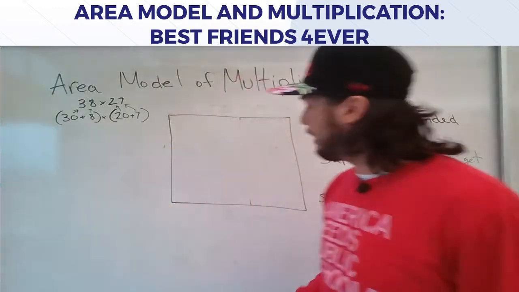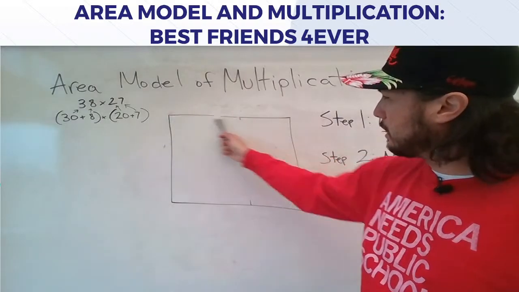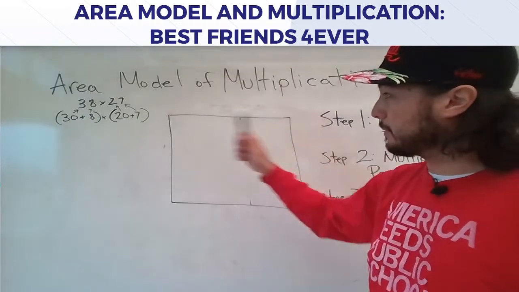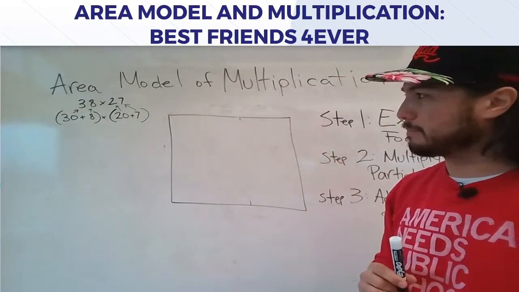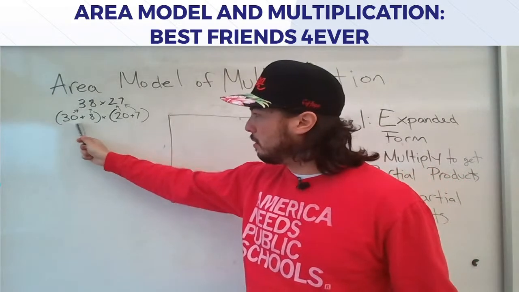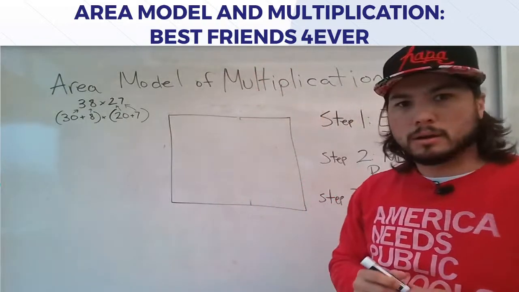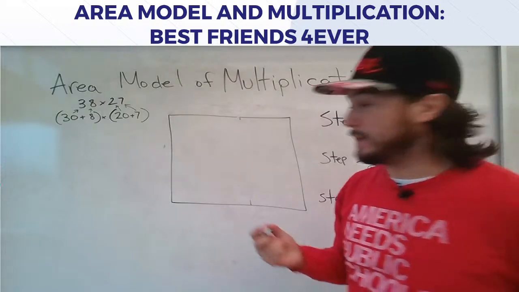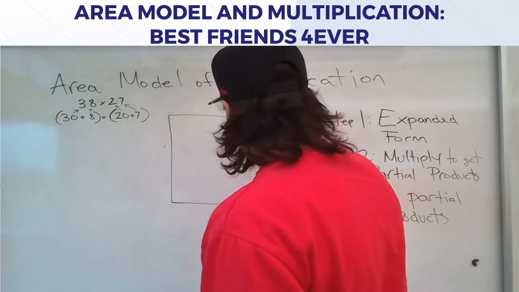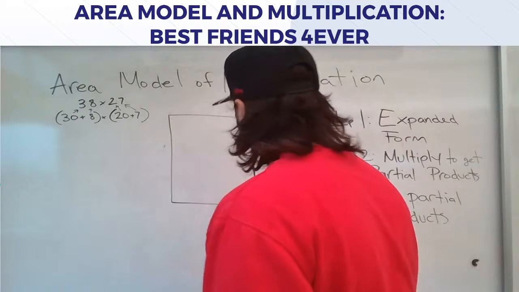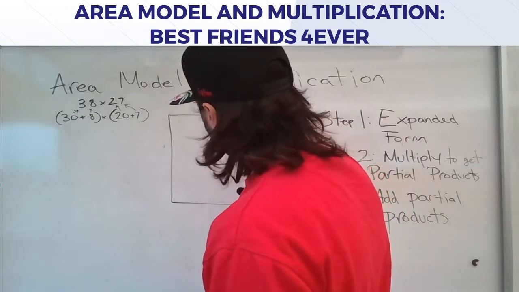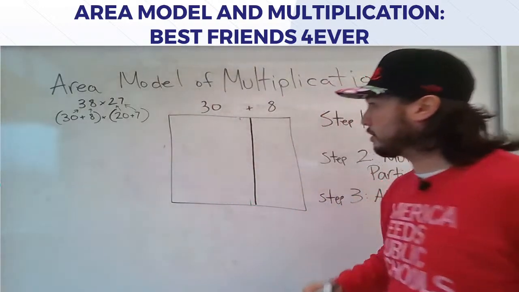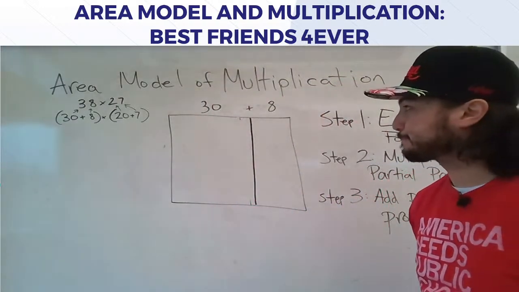So let's say the length of our rectangle is going to be 38. We'll put our 38 up here. We'll put our 27 here. This lets me know what my partial products are going to come from and what I'm going to divide my area into. So I'm going to make a line here to divide it into two smaller lengths, 30 plus 8.